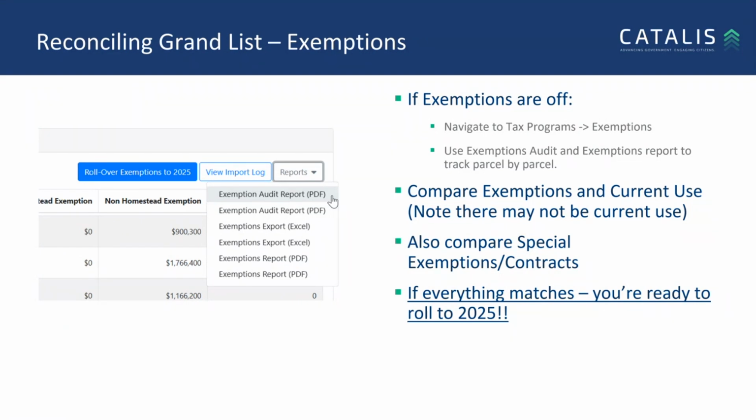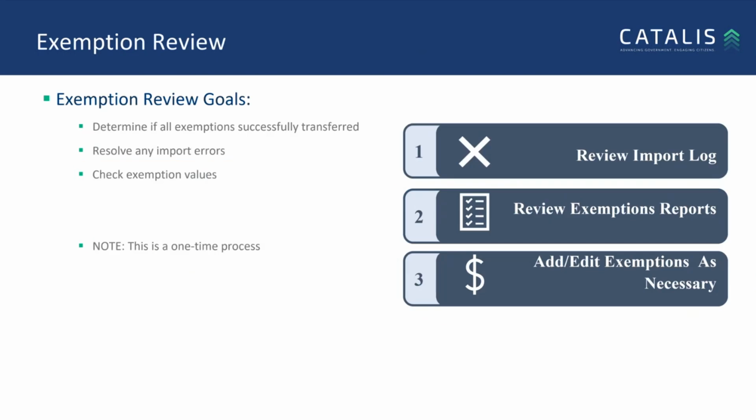So if everything does match, you're all set to just roll into 25, but we're going to take a look at the process for if they don't match. So exemption review, the first thing we're going to do is take a look at the import log. So this is going to list any problems that we had importing the exemptions that you guys sent us. There are almost none of these. There's less than 20 across the entire state. So most likely you will click this and it'll say nothing found and you're good to go to the next step.